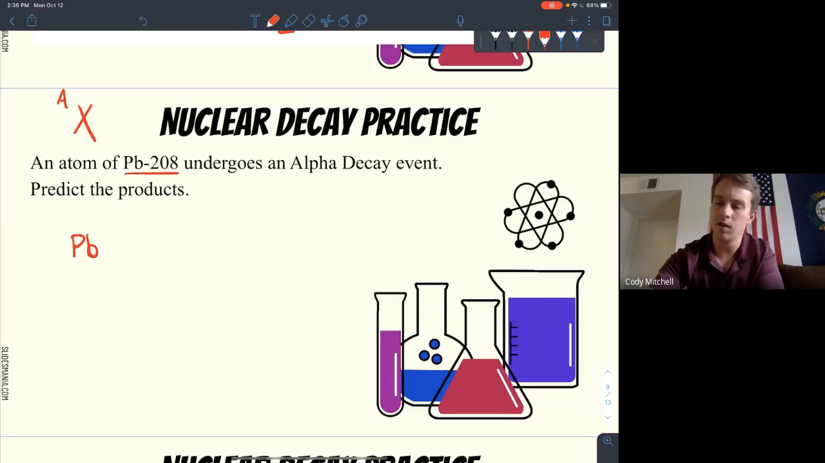Reminder that the overall atomic symbol for nuclear decay is going to have to look like this. So I've got my element symbol here, atomic mass in the top left, and atomic number in the bottom left. It gives me my atomic mass, which is 208. I'll write that here. And then my atomic number of lead is 82. Oops, I was reading the wrong thing. So 82 goes here in the bottom left.